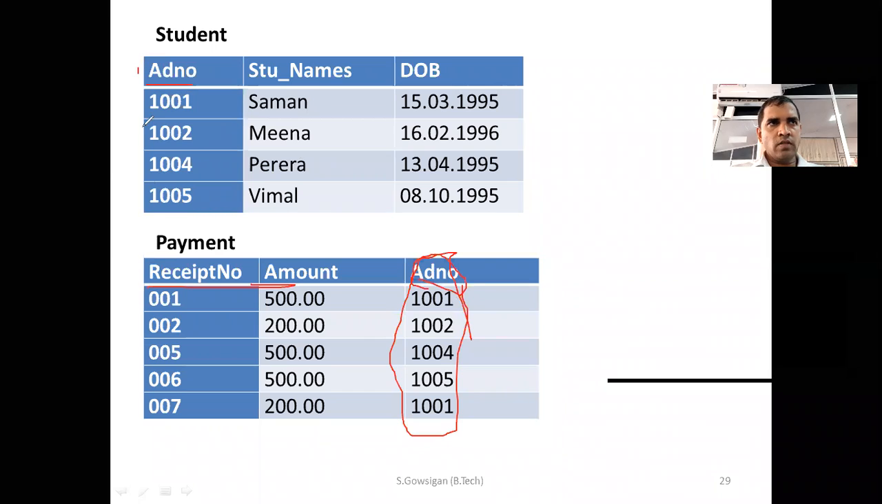This one is not foreign key. This one is primary key. If you just mention only ADNO, there is always confusion, because we don't understand whether it belongs to the student table or the payment table. So even if you are asked to write the foreign key, write it with the table name. So here, ADNO from payment table. Have you understood? So it is too easy.